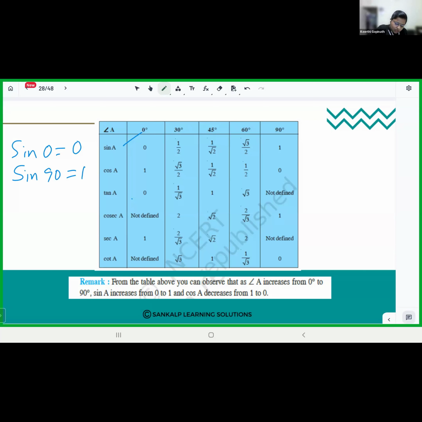So cos 0 is equal to 1, from this table you can see, and cos 90 is equal to 0. Alright, so the sine value increases from 0 degree to 90 degree. That means as theta increases, the sine value also increases. And by observing the table of cos A, you can see that it is decreasing from 1 to 0. As theta increases, the value of cos A is decreasing. These values we have already obtained using that triangle.